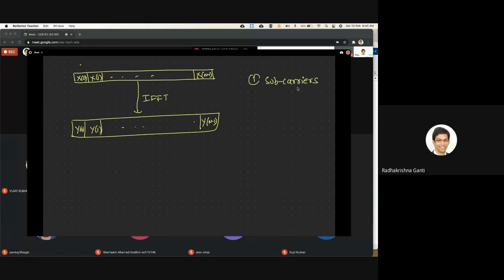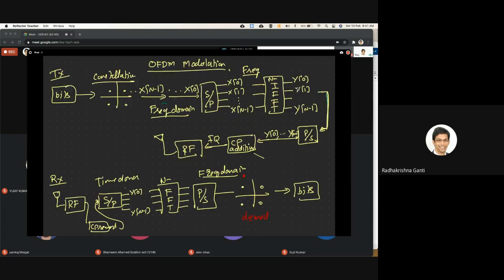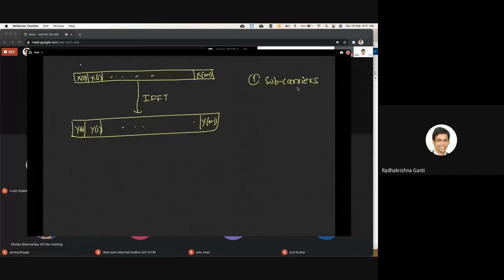So the things in the frequency domain are called subcarriers. This is one subcarrier, this is the second subcarrier. This is the zeroth subcarrier, this is the first subcarrier, this is the n-1 subcarrier. The inputs to your IFFT are called the subcarriers. So you put your information in the subcarriers. How did you map a constellation point? Each constellation point is put in one subcarrier. That's what we do. So these are all subcarriers.